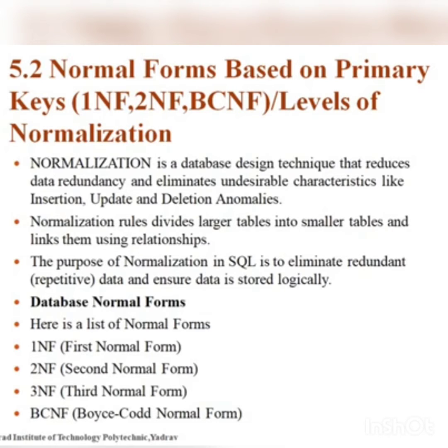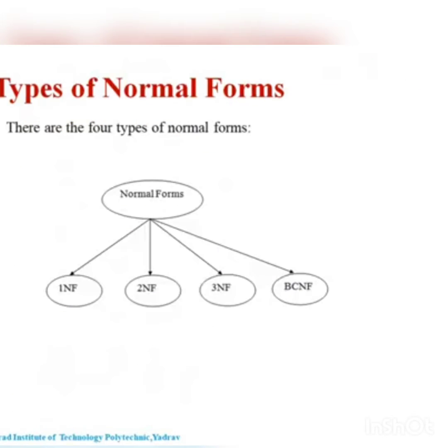There are different types of database normal forms. Here is the list of normal forms: first normal form, second normal form, third normal form and Boyce Codd normal form, that is BCNF. Here you can see the chart, that is the hierarchical structure of normal forms. There are 4 types of normal forms, as I told you earlier: first normal form, second normal form, third normal form and BCNF, that is Boyce Codd normal form.